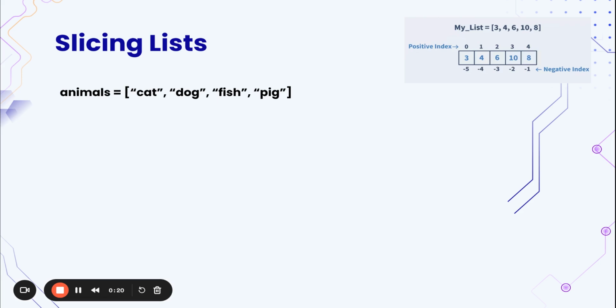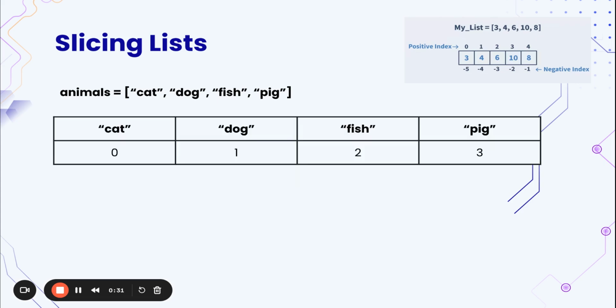So let's say we have a list called animals, and the elements in this list are cat, dog, fish, and pig. The index of cat is 0, the index of dog is 1, the index of fish is 2, and the index of pig is 3.